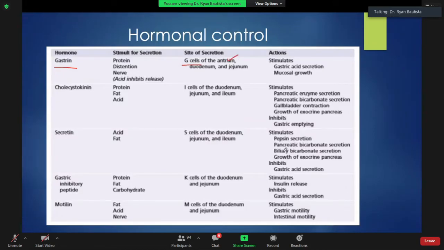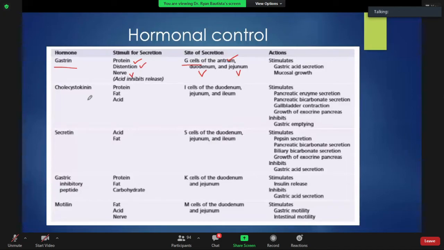Question number 5. It is also secreted by your duodenum and jejunum. What can stimulate its secretion? If you have protein inside of your stomach, in the antrum, duodenum, and jejunum, if you have food, and nerve innervation via your acetylcholine. What does gastrin do? It stimulates the secretion of your gastric acid to your T cells and G cells.